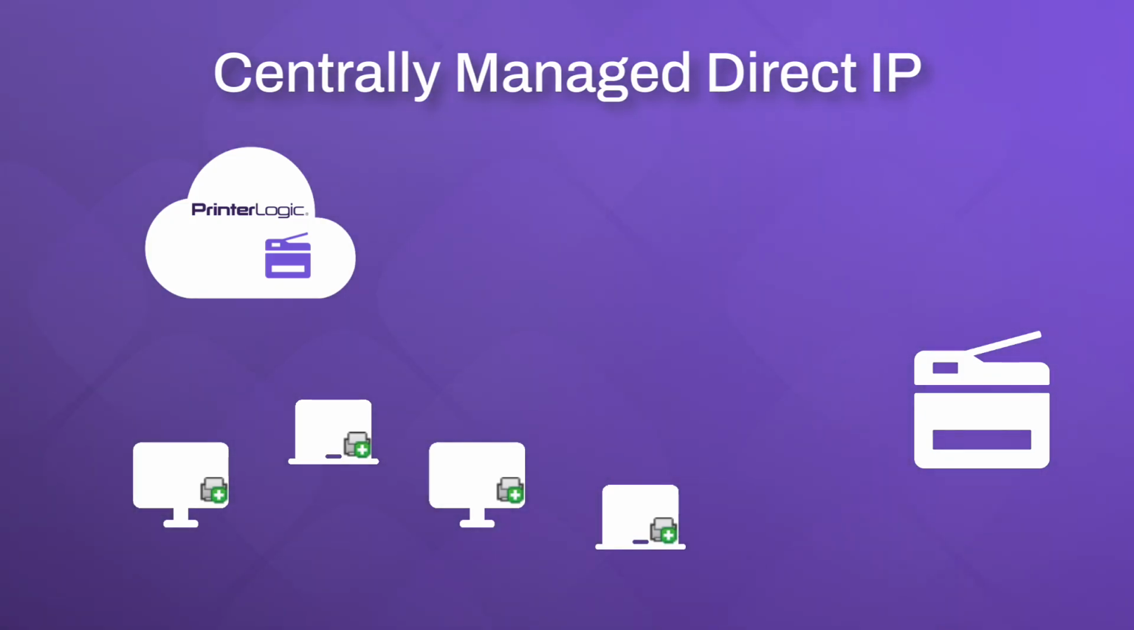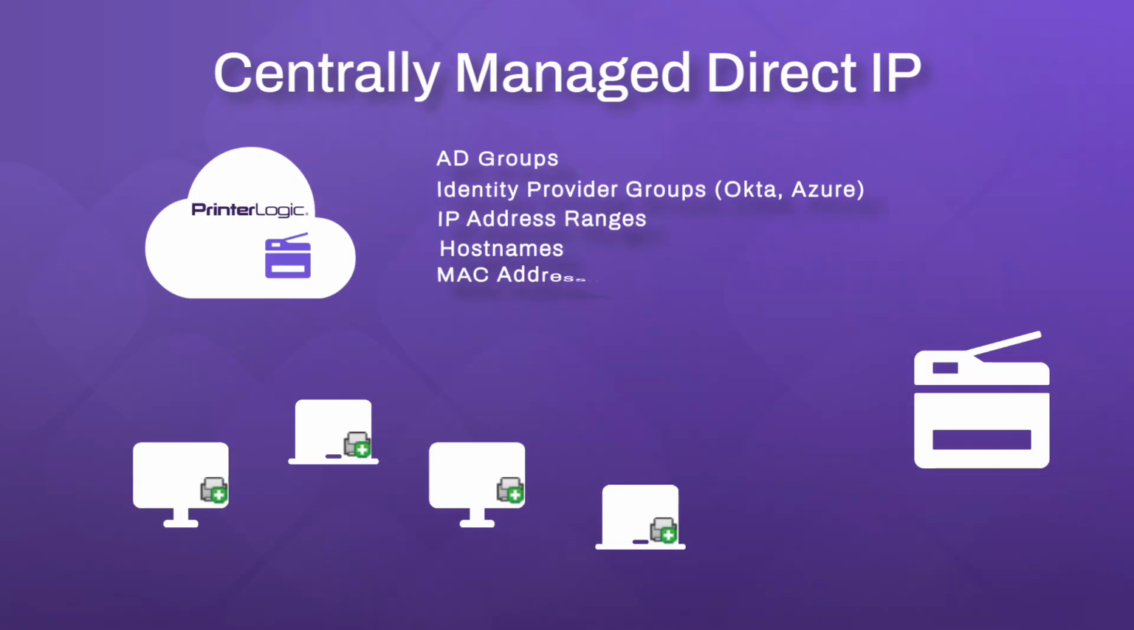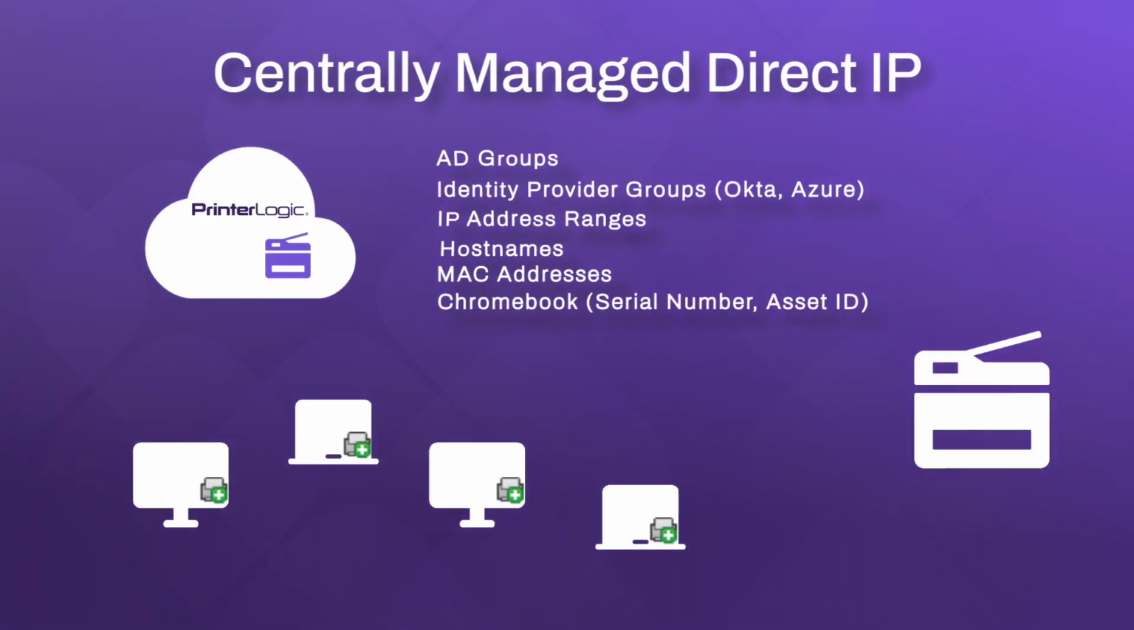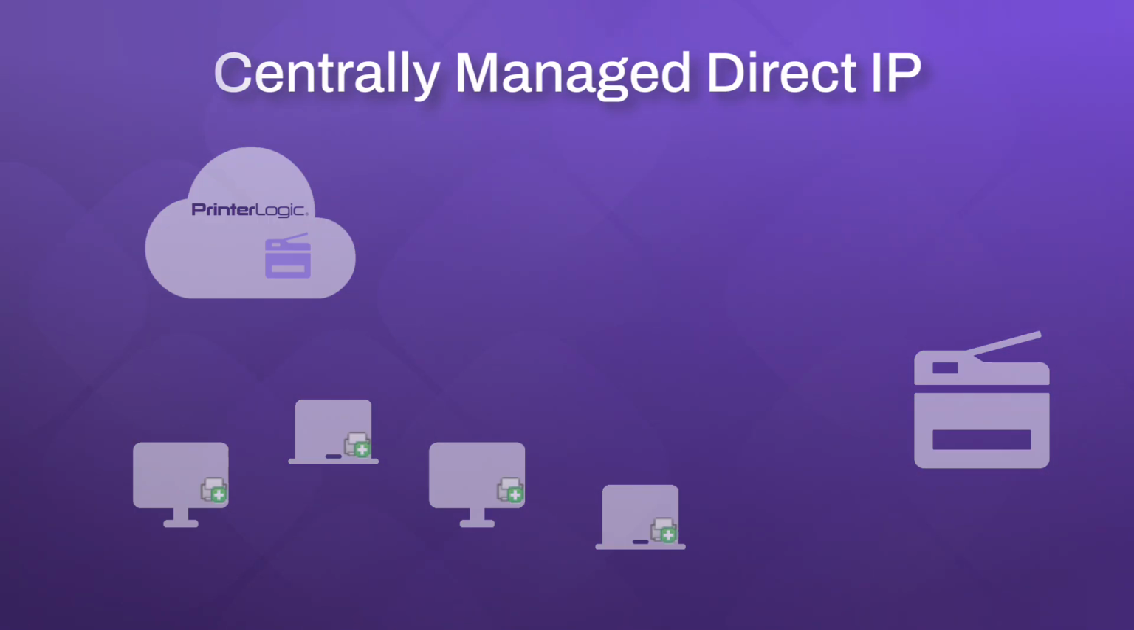Need to ensure users have the right printers? PrinterLogic lets you assign printers based on Active Directory groups, identity provider groups, IP address ranges, workstation host names, MAC addresses, and Chromebooks. Because these printers are installed as direct IP, every print job goes straight to the printer. No server delays, no extra troubleshooting, print jobs never leave your network.